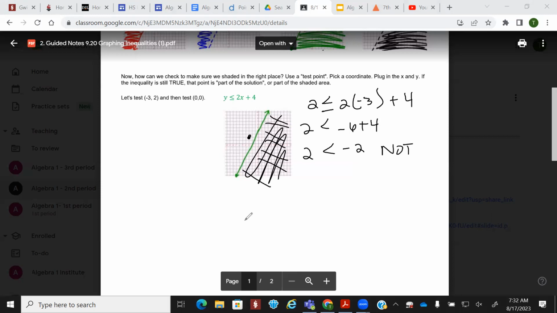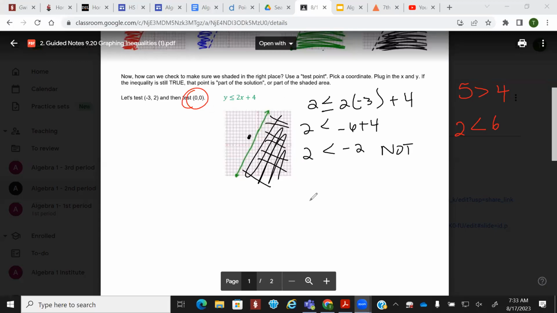Now we're going to test the point 0, 0. I want you to plug 0, 0 into this inequality and check to see if it makes it a true statement. Remember, the alligator eats the bigger number. For instance, 5 is bigger than 4. 6 is bigger than 2. So it always faces towards the bigger number. Take a moment, plug in 0, 0, and check to see if it works.